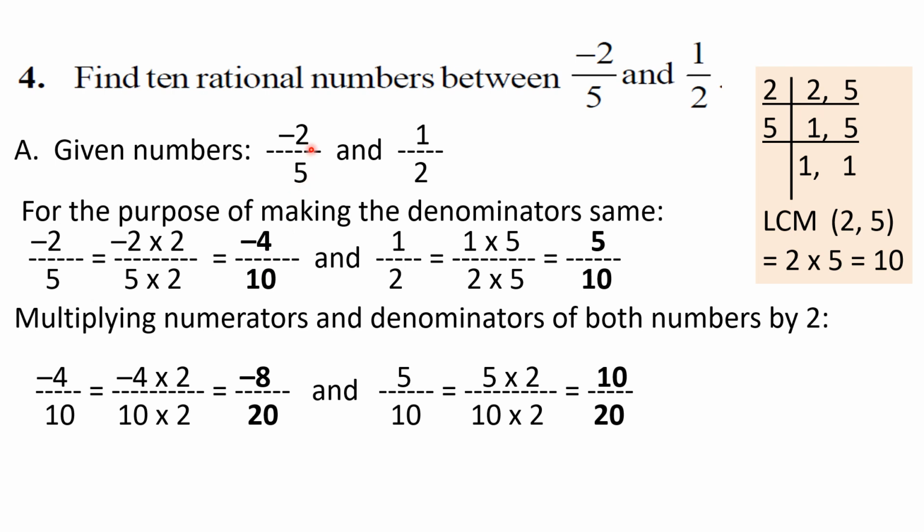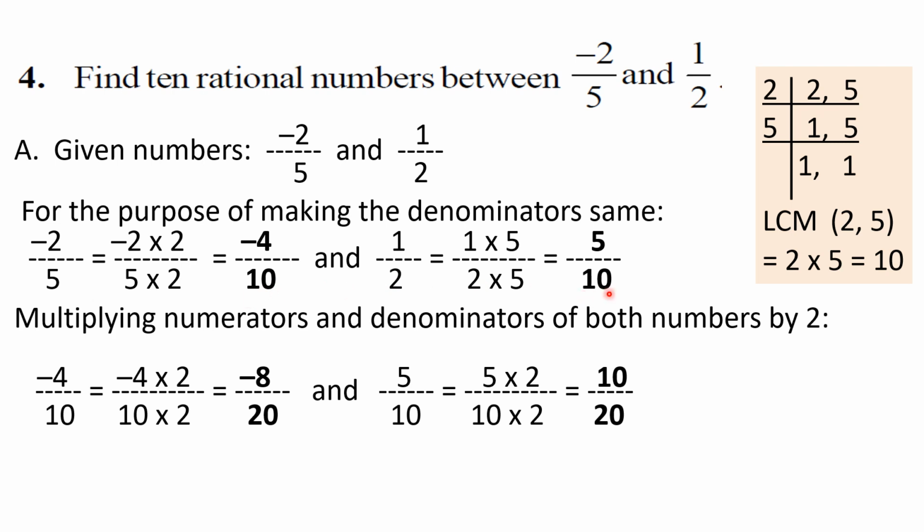Now look at these numbers. This is equivalent of this number and this number is equivalent of this number. Their values are the same. But what has happened with this step? It has 10 and here also 10. The denominators have become the same. So this is the first step. Whenever you come across these kind of questions, if the denominators are already the same, then you can skip this step. But if the denominators are not the same, then you must make the denominators equal.